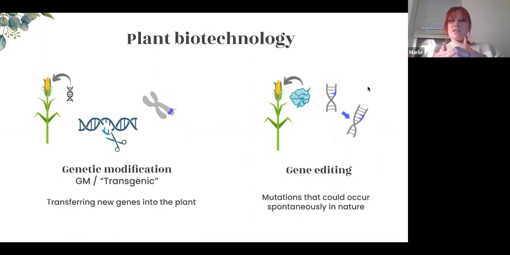So we're looking at a species and we're either knocking out a gene or putting in a gene that's already there that could occur spontaneously in nature or through plant breeding, but we're just targeting a specific spot and we're speeding up that process. So instead of taking, like Ricky said, 10 plus years to come up with a new variety, this could take maybe 5 or 6 years or less, depending on how long it takes to go through the process.